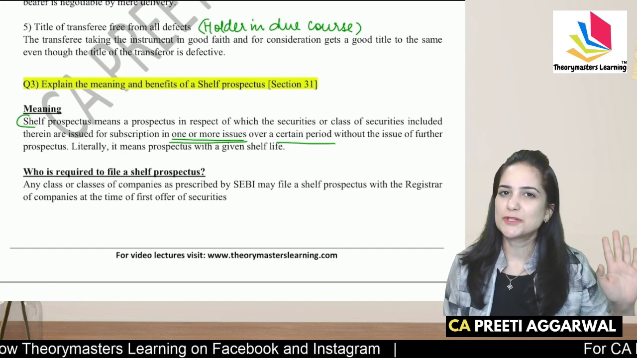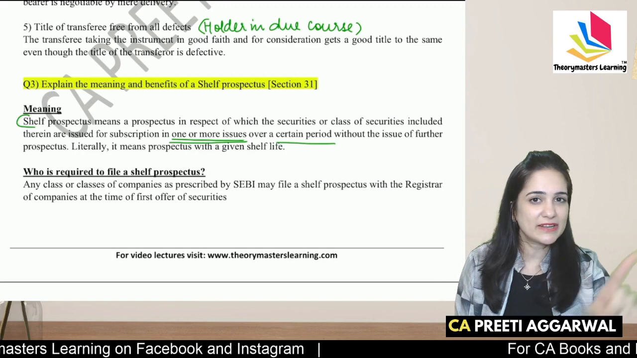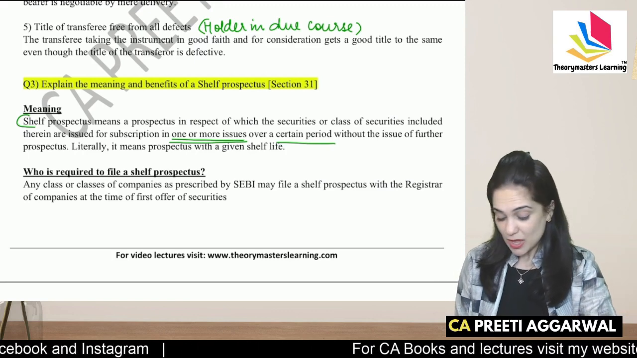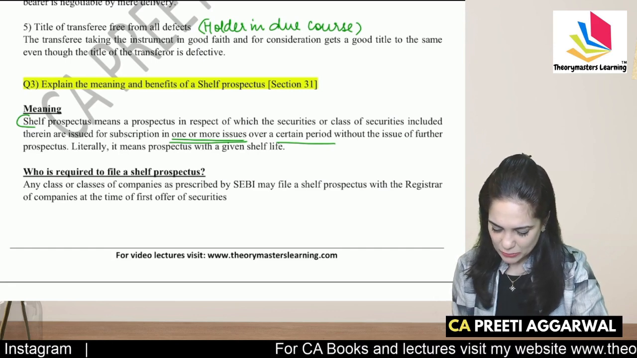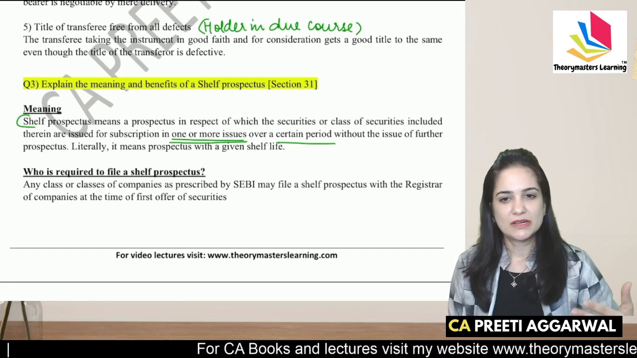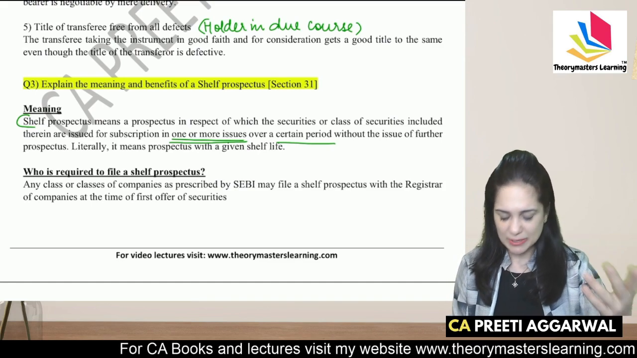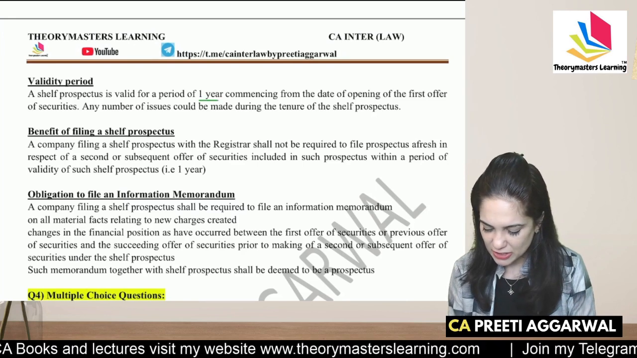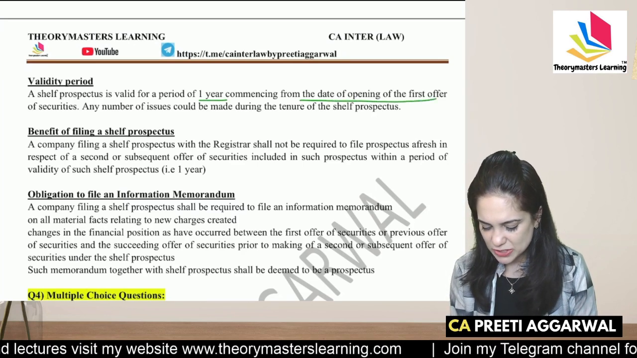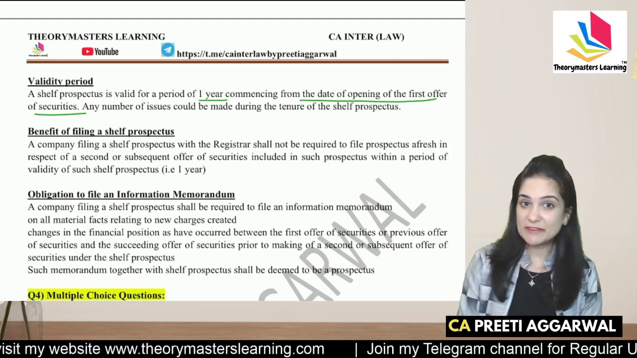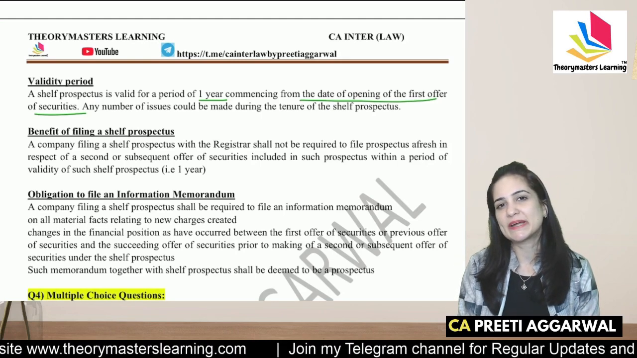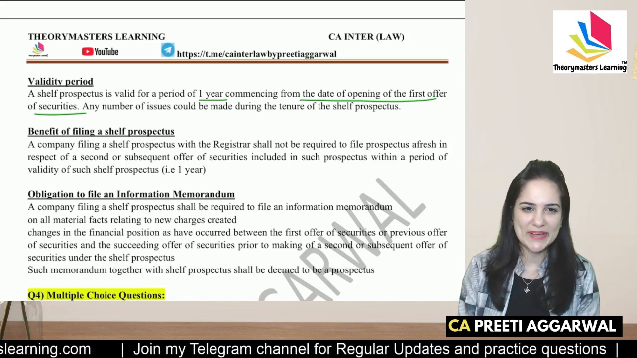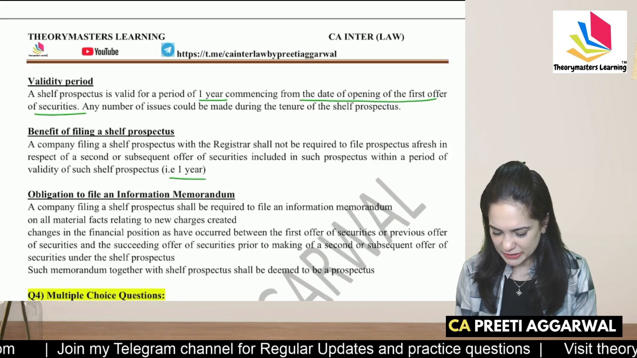एक बार शेल्फ प्रॉस्पेक्टस इशू कर दिया, वो 1 year तक वैलिड रहेगा. 1 year कैलेंडर ईयर नहीं है, फाइनेंशियल ईयर नहीं है, 1 year from the date of first offer of securities. Who is required? Yes, every company who is offering any class as may be prescribed, they may file with the ROC a shelf prospectus. Validity 1 year from the date of opening of the first offer of securities. Benefits क्या है? You need not issue prospectus again and again. You need not issue prospectus every time you offer shares to the public. It is valid for a period of 1 year.